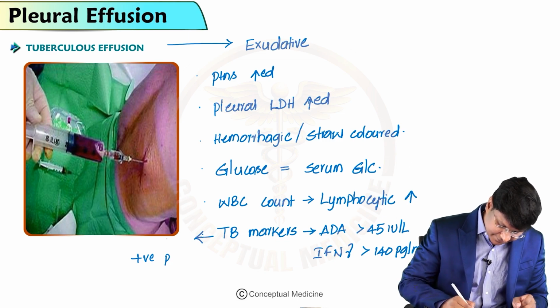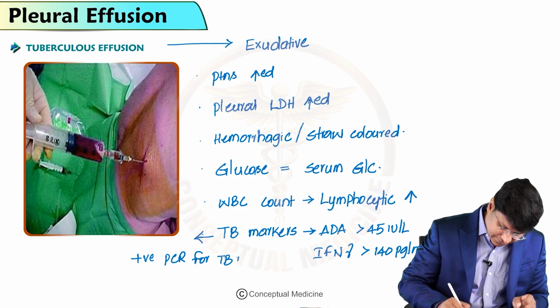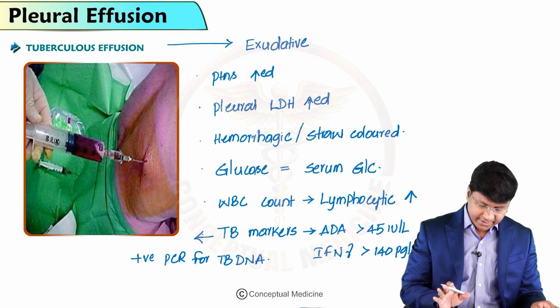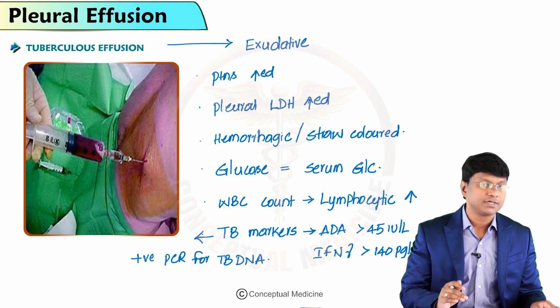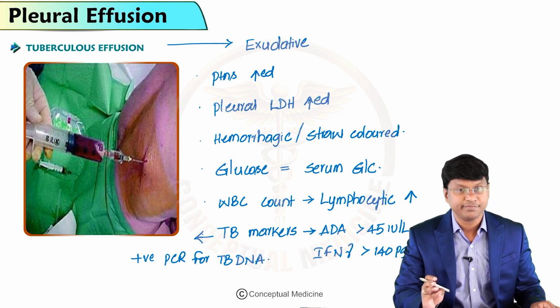Positive PCR for TB DNA. So that will be your tubercular markers in the pleural effusion. So in tuberculous pleural effusion, you have exudative type of pleural effusion.